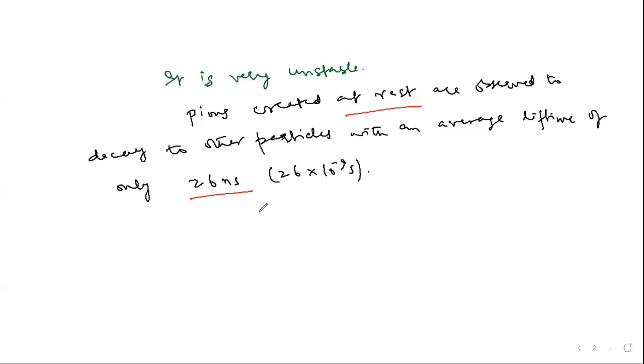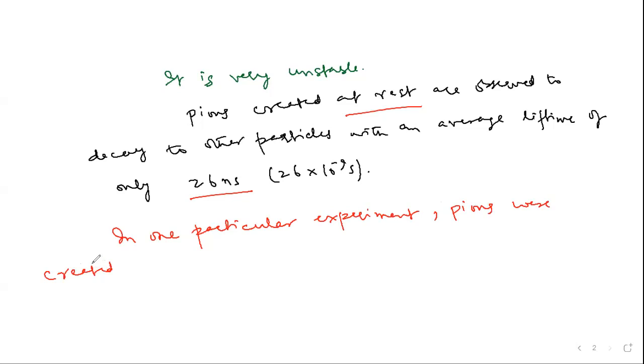Now in one particular experiment, pions were created in motion at a speed v equal to 0.913 c, where c is what? You know, the speed of light.